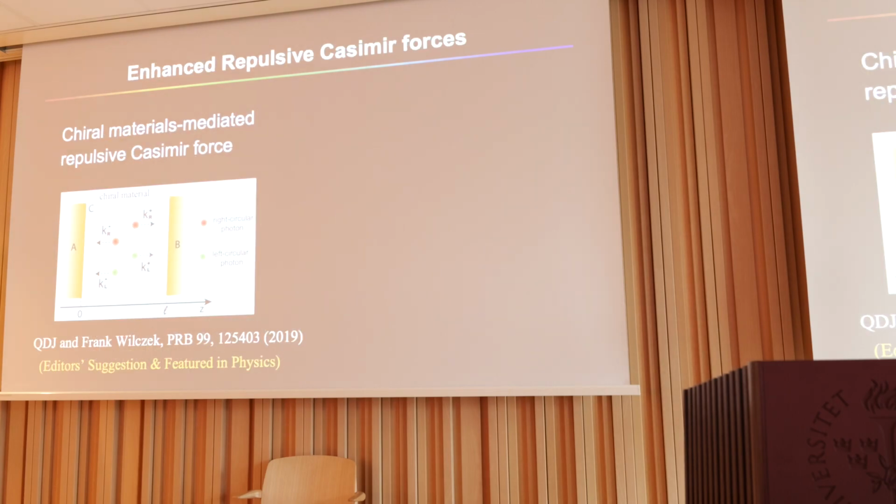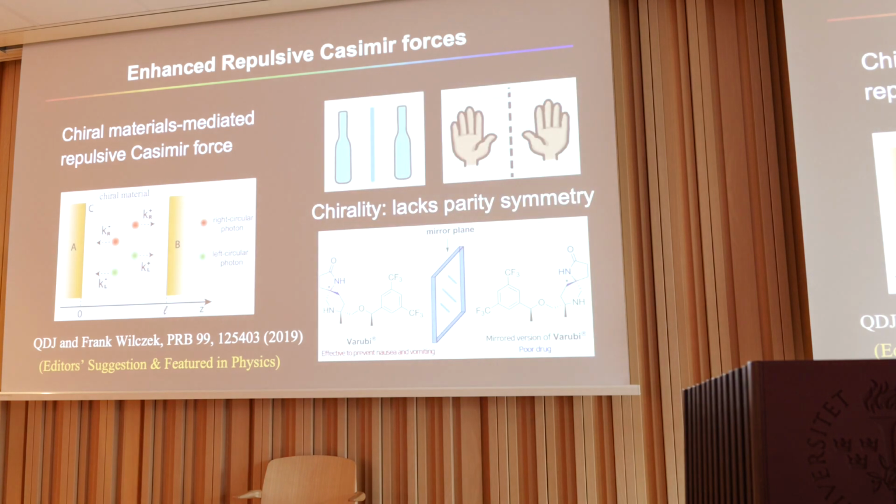Here in this work, we found a way to realize a repulsive Casimir force as strong as the attractive one. What do we do? We just insert a chiral material between these two metallic plates, and then we find that this chiral material can give rise to a chiral vacuum. That makes the force repulsive. By chiral materials, I mean materials that break parity symmetry.